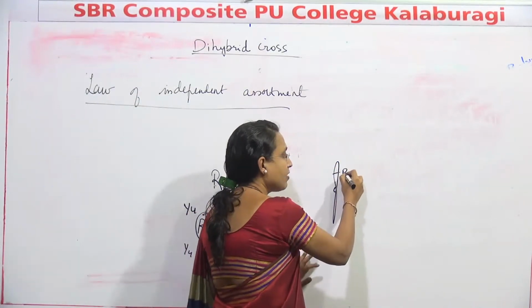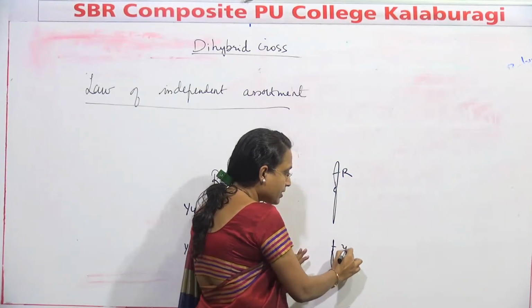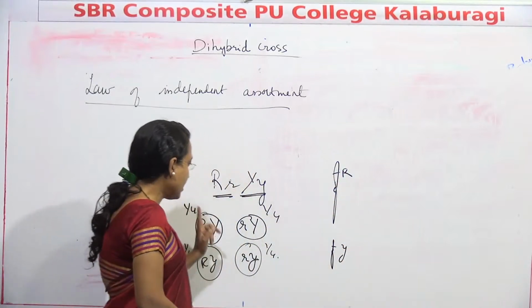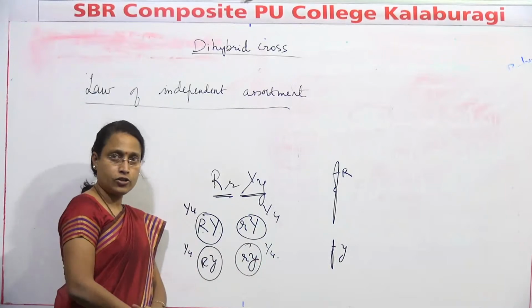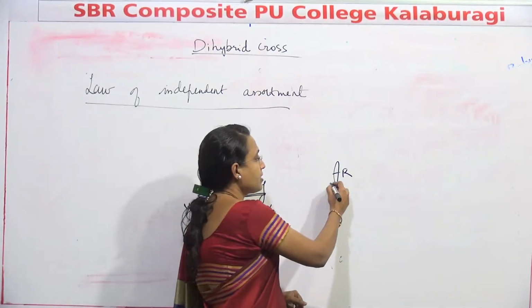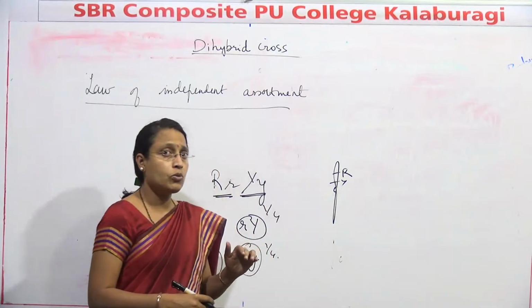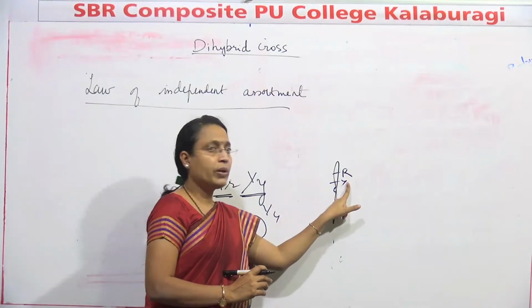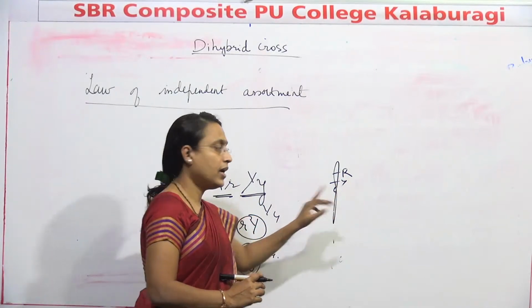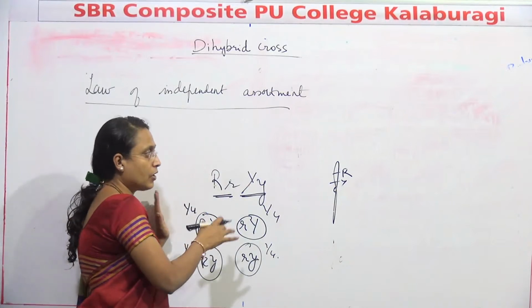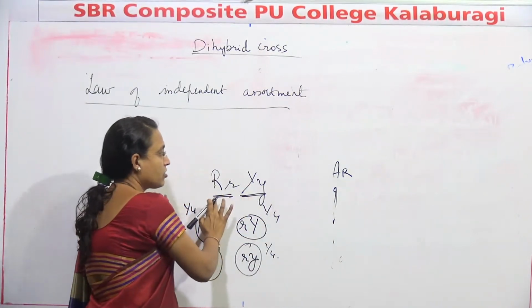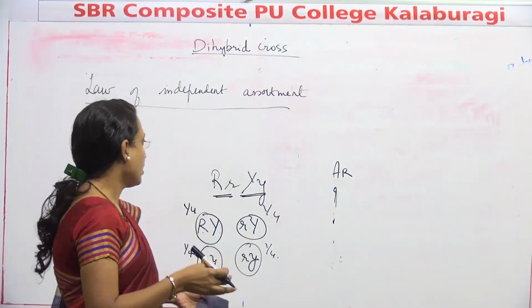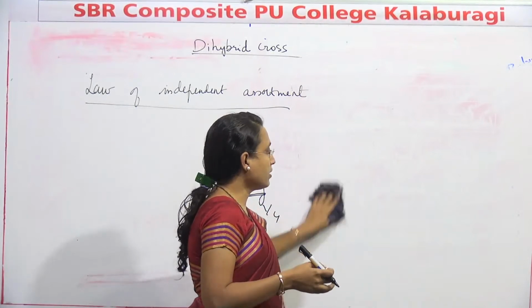Because R is present on one chromosome and Y is present on another chromosome. Since R and Y are located on different chromosomes, this results in independent assortment. In case R and Y were on the same chromosome, not on different chromosomes, the separation of R would also affect the separation of Y. Because they are located on different chromosomes, the separation of R is not affected by Y. So that is the statement regarding independent assortment.